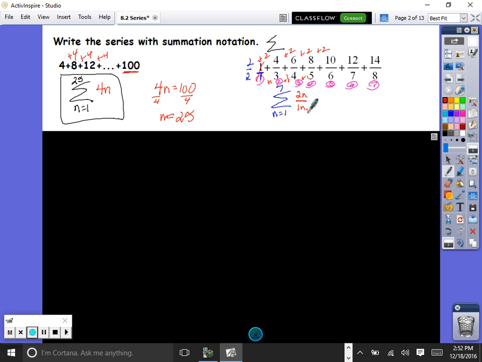No, it's 1, so I have to add 1 to it. 1 times 1 is 1, plus 1 is 2. 2 times 1 is 2, plus 1 is 3. 3 times 1 is 3, plus 1 is 4. And I get my series rule.